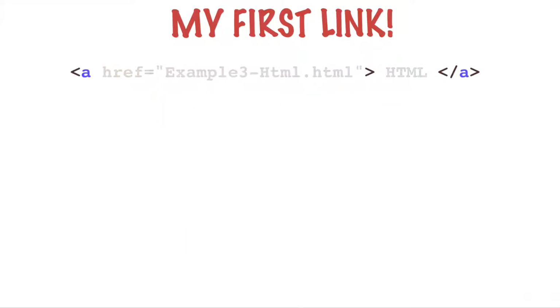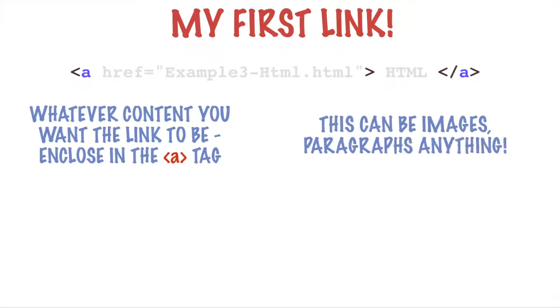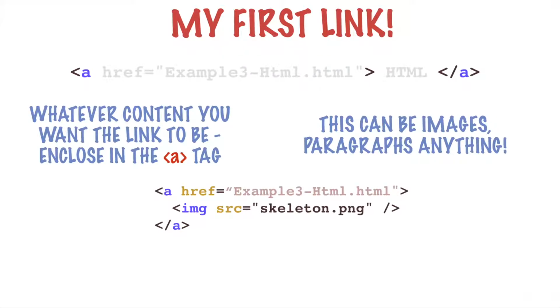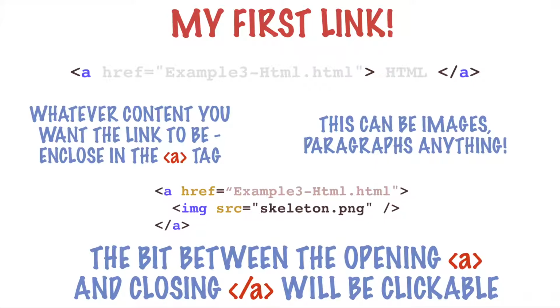The bit that's got to be clickable, the portion that is going to be clicked on by the user, has got to be specified between the opening and the closing A tags. This clickable component is enclosed in the A tag. It could be images, text, or just about anything. In our first example on screen, it's the word HTML. In this next example that you see on screen now, it's an image with the source pointing to that skeleton image which we've encountered a couple of times.